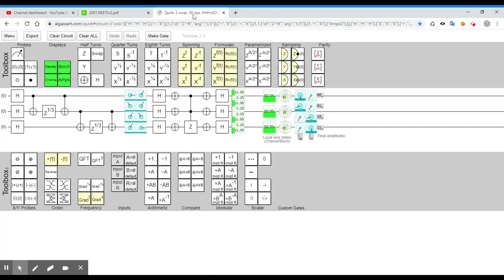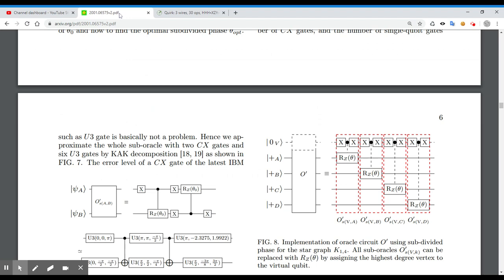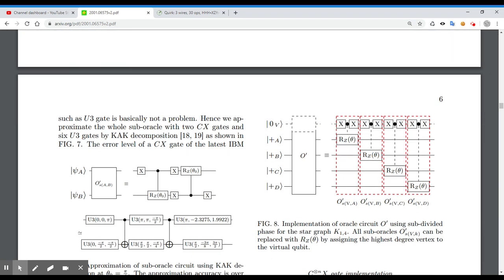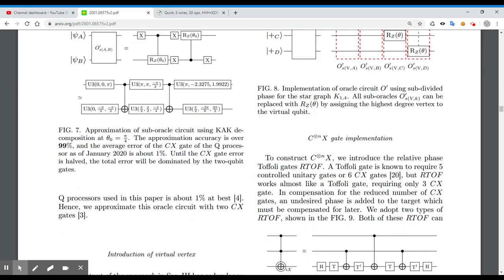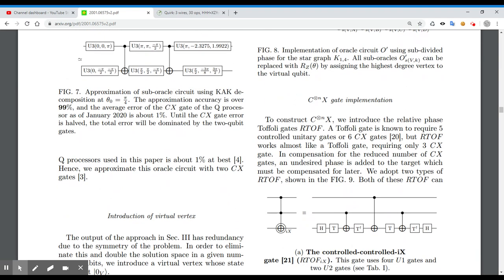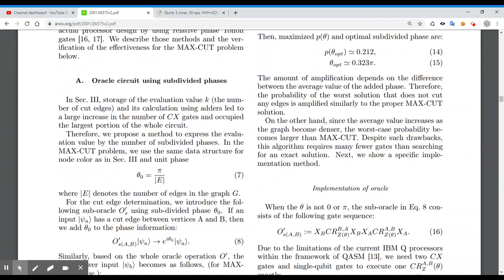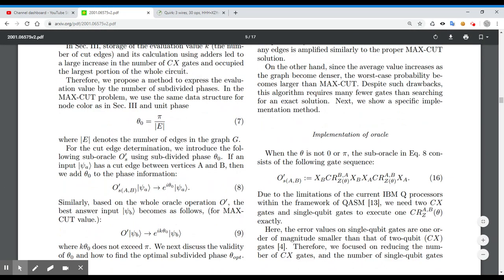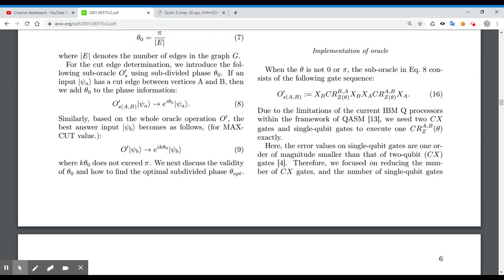Okay. So what is this implementation that they're going to discuss? I just did my own idea here, and now, okay, so when theta is not 0 or pi, the sub-oracle in equation 8 consists of the following gate sequence.